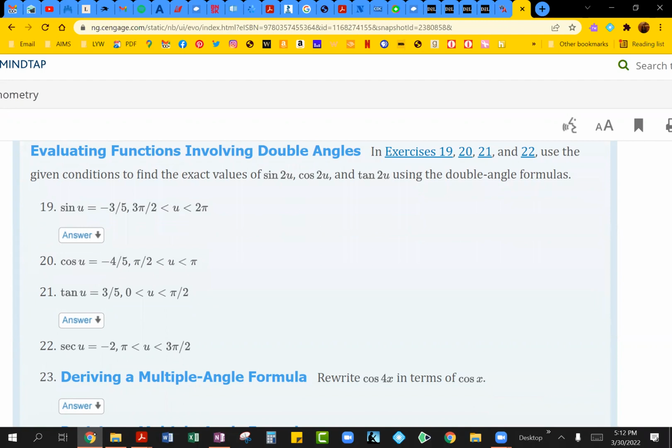So again, to save time a little bit, we'll do number 19, but let's do just for the tangent function and see how we can come up with this exact value for tangent of 2 times u. So let's take a look at this guy.